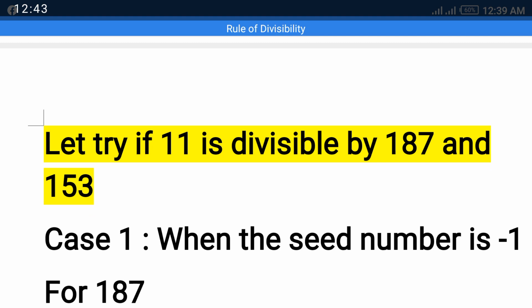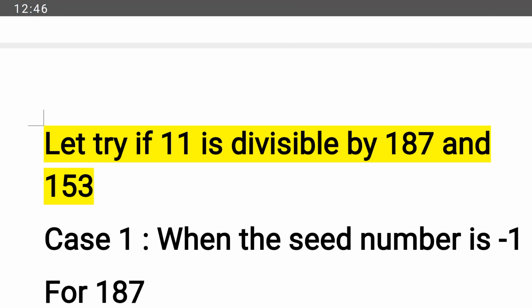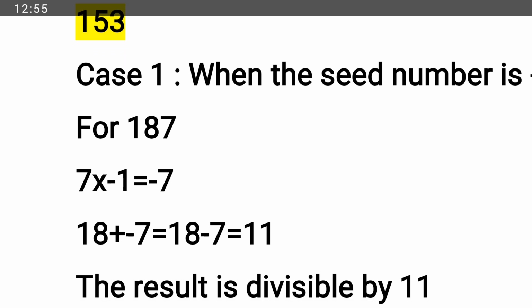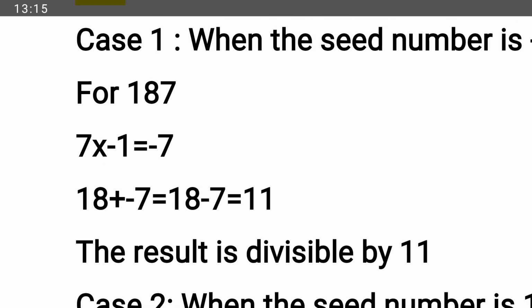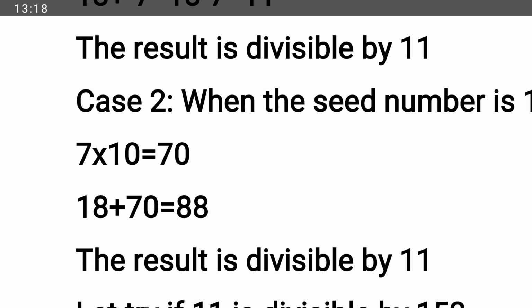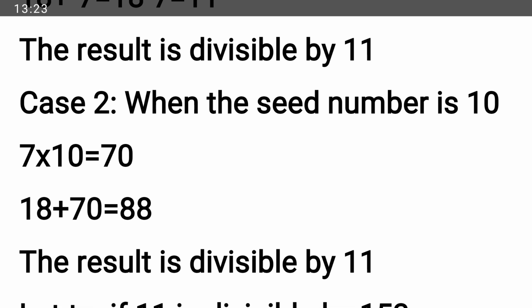Okay. Now let's test this. Let's try if 11 divides 187 and 153. Now 7 times minus 1 is minus 7. The remaining digit is 18. 18 plus minus 7, that is 18 minus 7, is 11. You see that the result is divisible by 11. So 187 is divisible by 11.